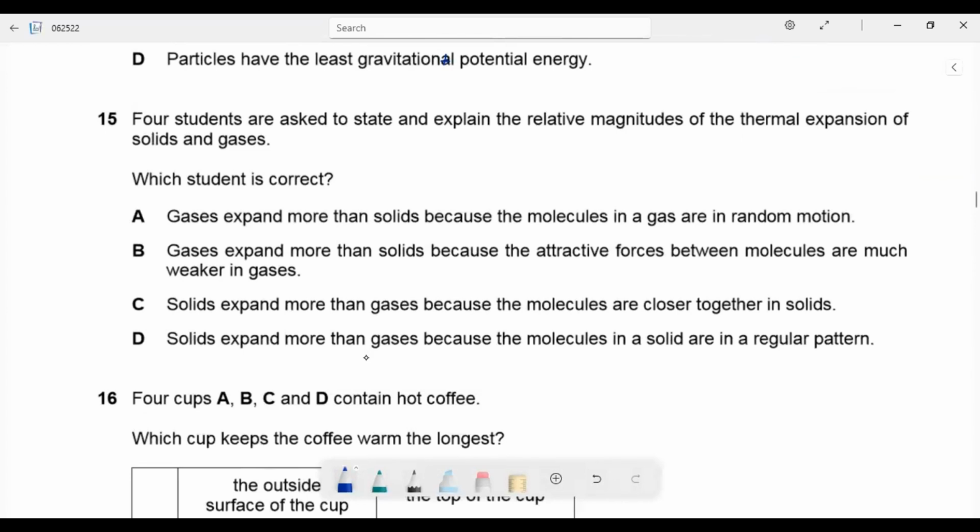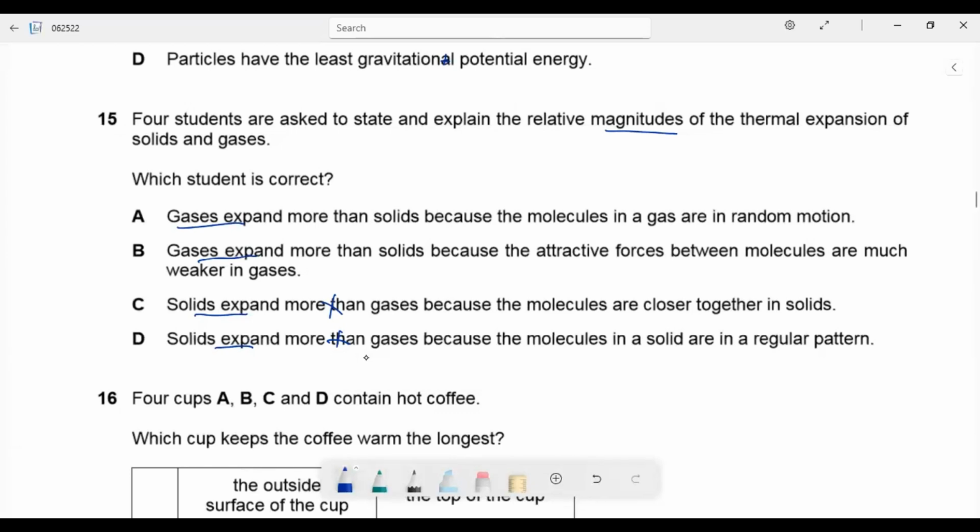4 students are asked to state and explain relative magnitudes of thermal expansion of solids and gas. Which student is correct? So first two choices say gases expand and solid expands more than gas. So already we know solids are tightly packed together, so it will not expand more than gas. These two statements are wrong.